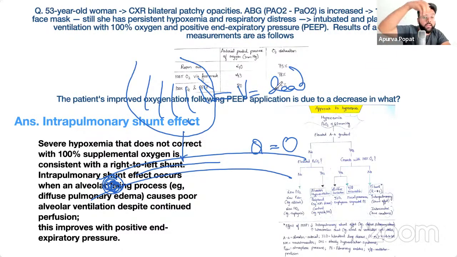When you are doing PEEP, you are opening up more alveoli. You are not anyway having a problem with your vessels. It's not blocked. So if at all it does something to the dead space, it might decrease the dead space, but it will not increase the dead space.